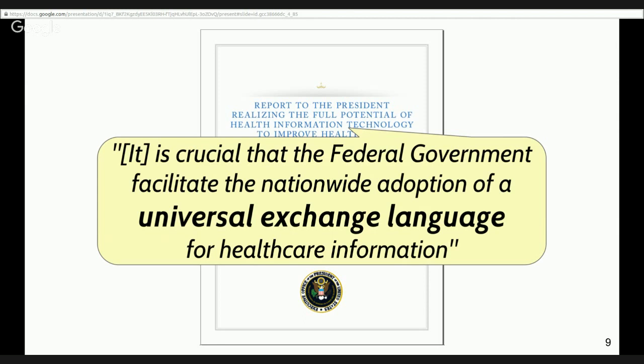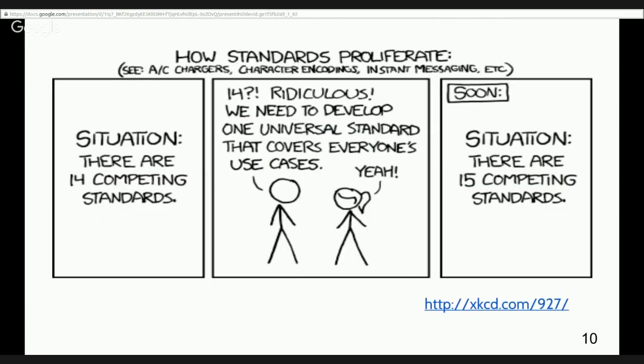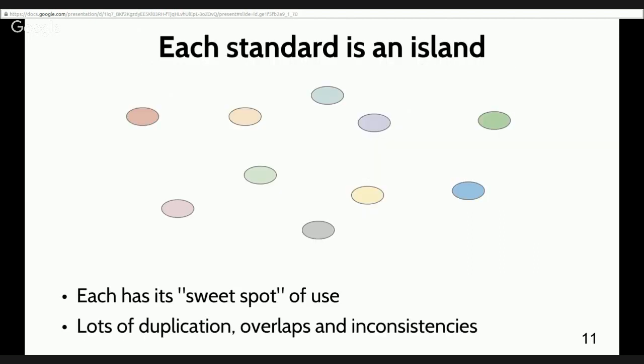But the question is, how can we do that without falling into the trap that is so nicely illustrated by this XKCD cartoon here, where you start off, there are 14 competing standards, and you just say that's ridiculous. We need one universal standard that's going to work for everybody, and so 15 months later there are 15 competing standards. Well, I think the key to avoiding this trap is to take a different kind of approach, and that is the kind of approach that we're going to be talking about today.